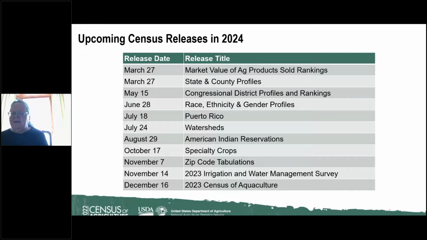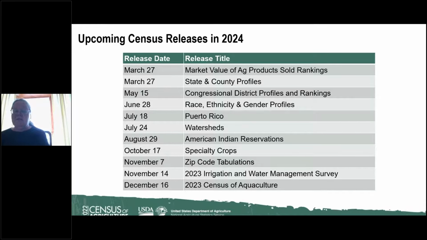We'll soon be publishing, actually, it looks like we publish tomorrow, our state and county profiles, which include the information already published, but are as a profile for each state and county in the United States. Later in May, we'll publish congressional district profiles and rankings. And in late June, we will publish more detailed data on statistics for those by race, ethnicity, and gender. We have other census tabulations coming this year. You can see on this slide. We will also be accepting requests for special tabulations starting in August, and you can find more information about that on our website.